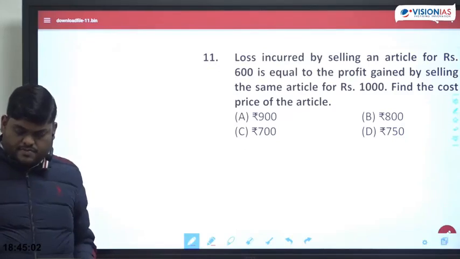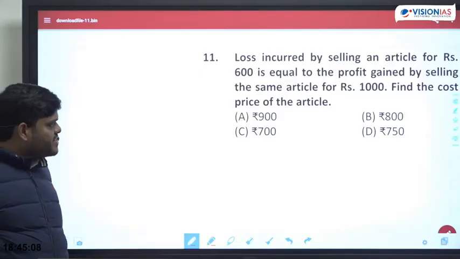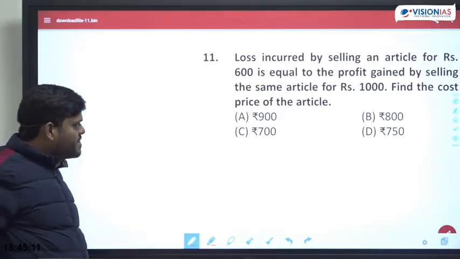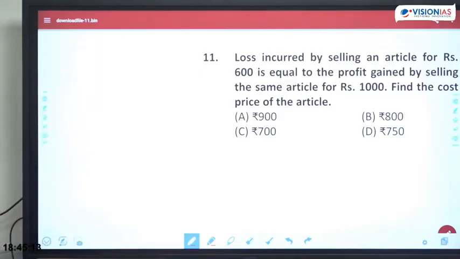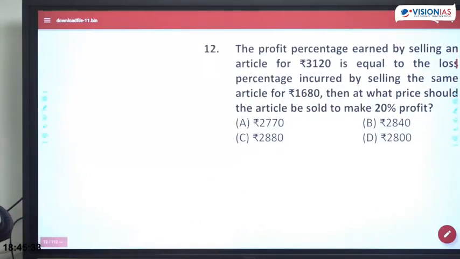Try this question. The loss incurred by selling an article for rupees 600 is equal to the profit gained by selling the same article for rupees 1000. Question is very simple, there is nothing to do in it. Answer will be 800, because we are getting 200 rupees loss, and when we are selling at 1000 we are getting 200 rupees profit. I don't know why this question was given, there is nothing in it. Now try this question.